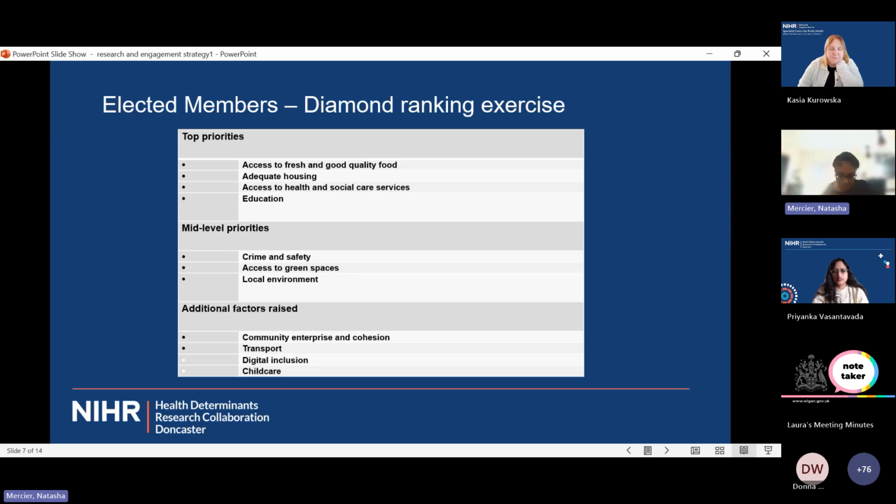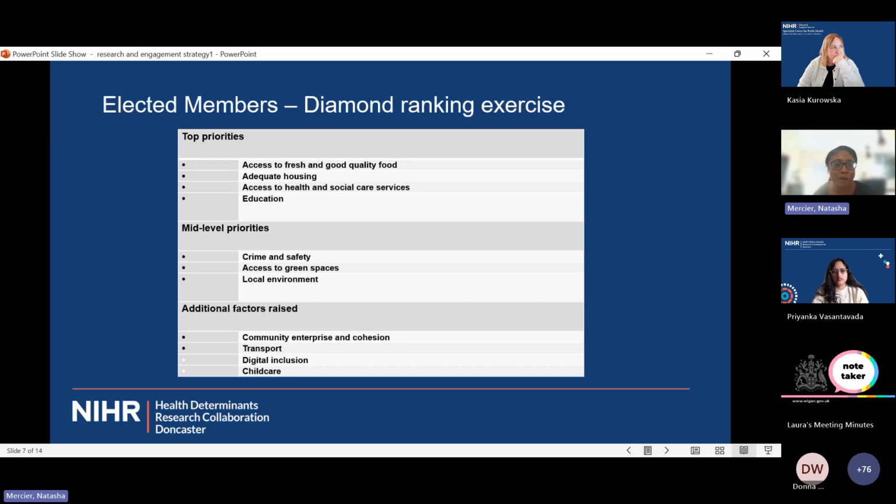So the second stage of this, beyond the PICE event, we realised that we needed to go out and speak to some of our elected members. So as opposed to the first list that I showed you, this is the same kind of setup. It was the same diamond ranking exercise, but obviously this looks slightly different.